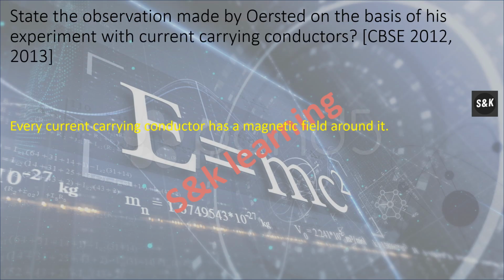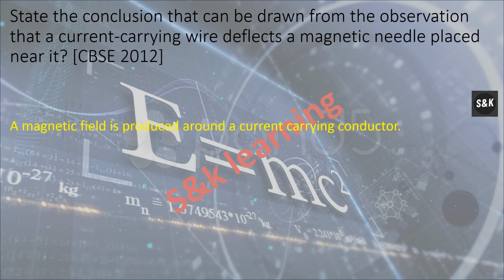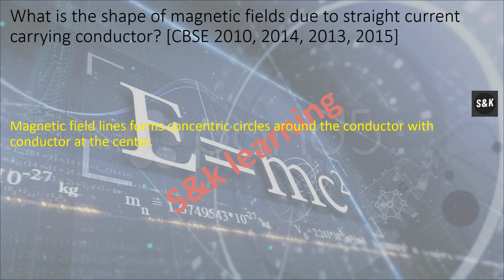State the observation made by Oersted on the basis of his experiment with a current carrying conductor. Every current carrying conductor has a magnetic field around it. State the conclusion that can be drawn from the observation that a current carrying wire deflects a magnetic needle placed near it. A magnetic field is produced around a current carrying conductor. What is the shape of the magnetic field due to a straight current carrying conductor? The magnetic field lines form concentric circles around the conductor with the conductor at the center.